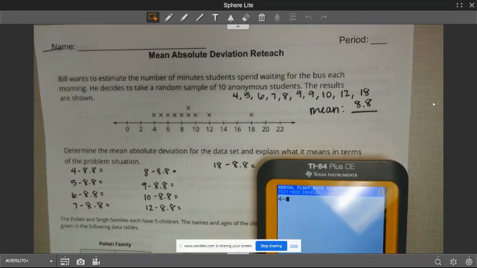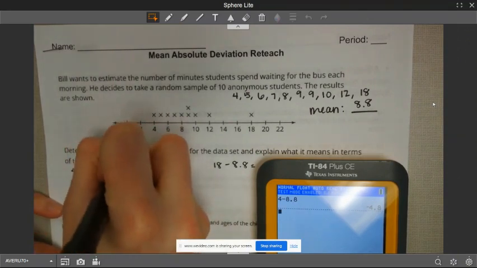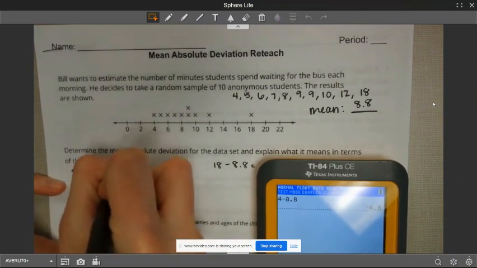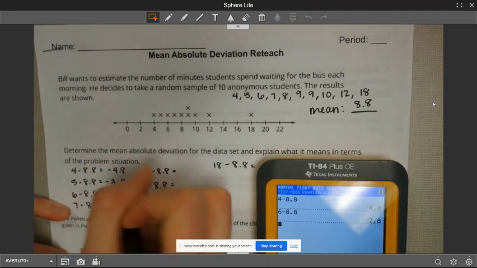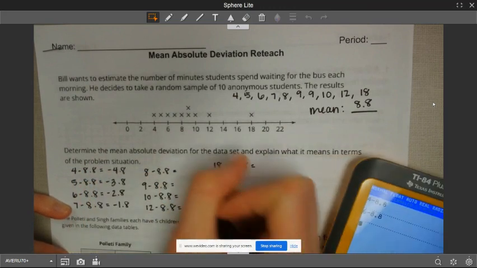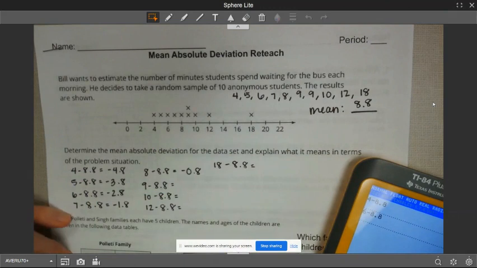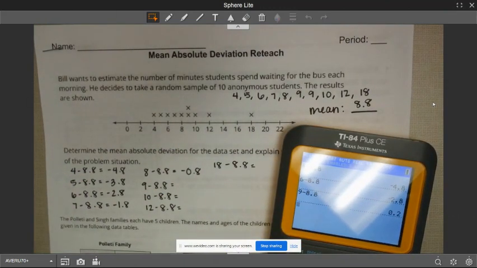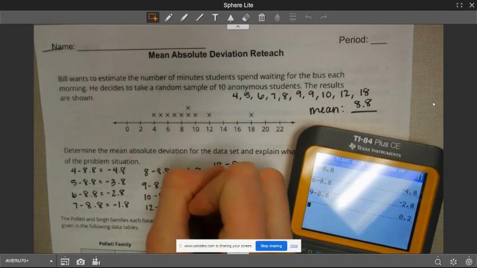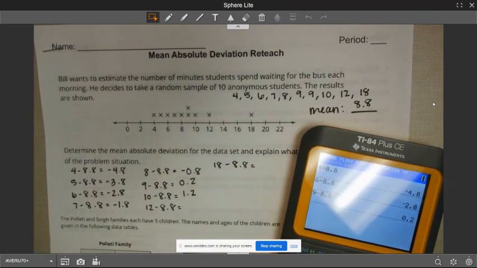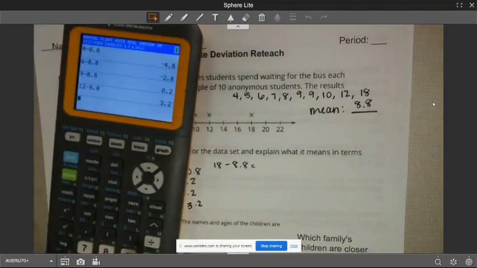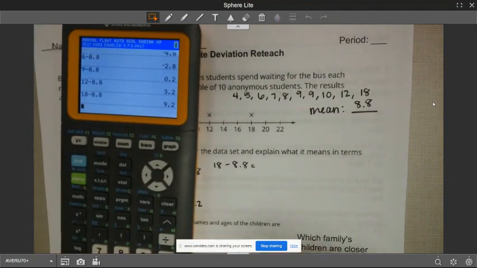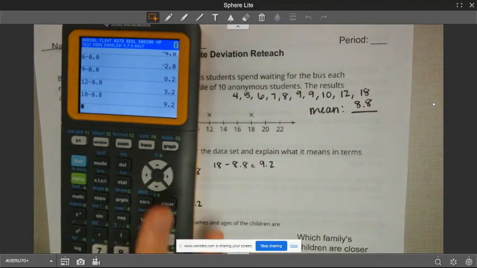So now I can just use my calculator and do the subtraction. So 4 minus 8.8 is negative 4.8. 5 minus 8.8 is negative 3.8. 6 minus 8.8 is negative 2.8. 7 minus 8.8 is negative 1.8. 8 minus 8.8 is negative 0.8. 9 minus 8.8 is 0.2. 10 minus 8.8 is 1.2. 12 minus 8.8 is 3.2. And 18 minus 8.8 is 9.2.